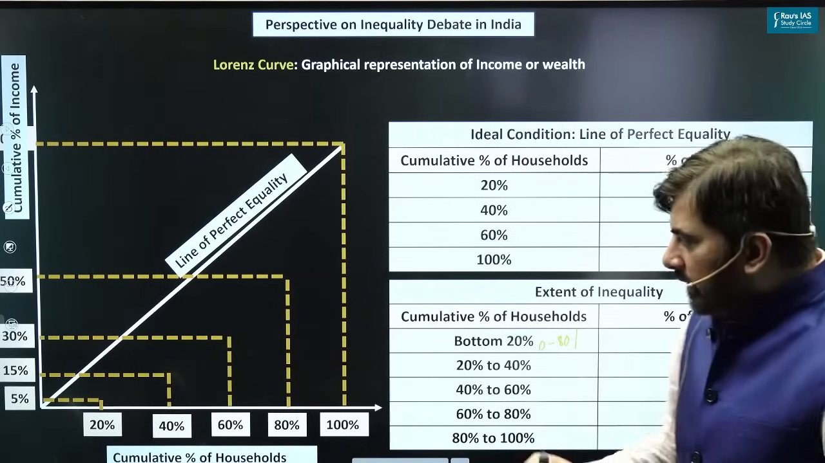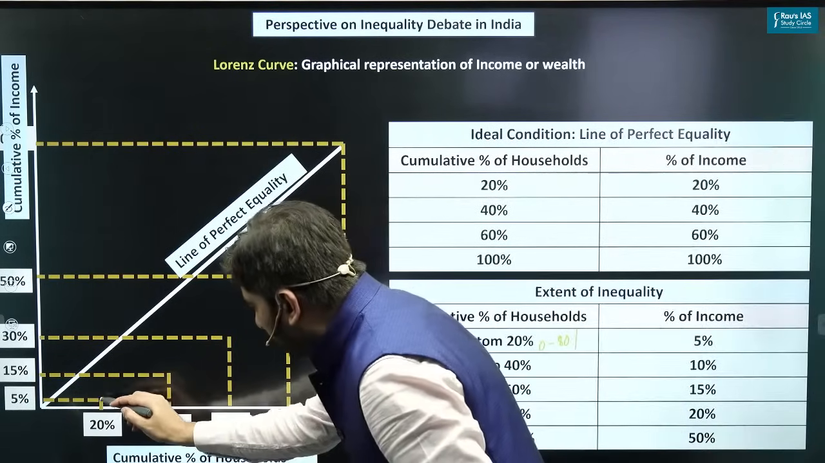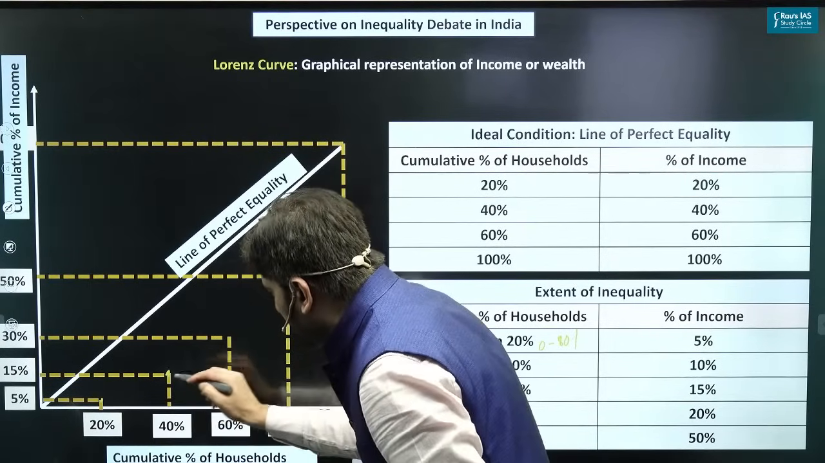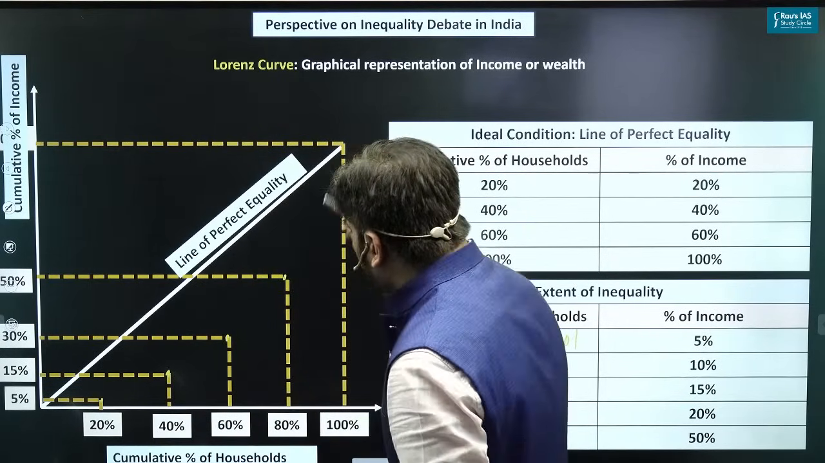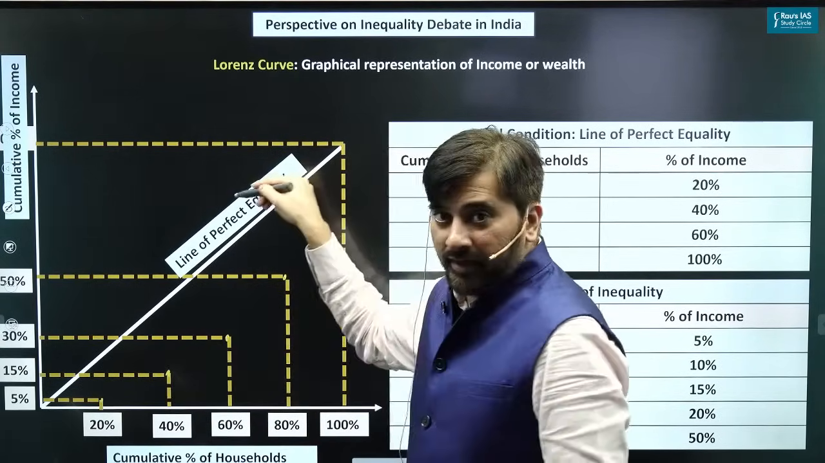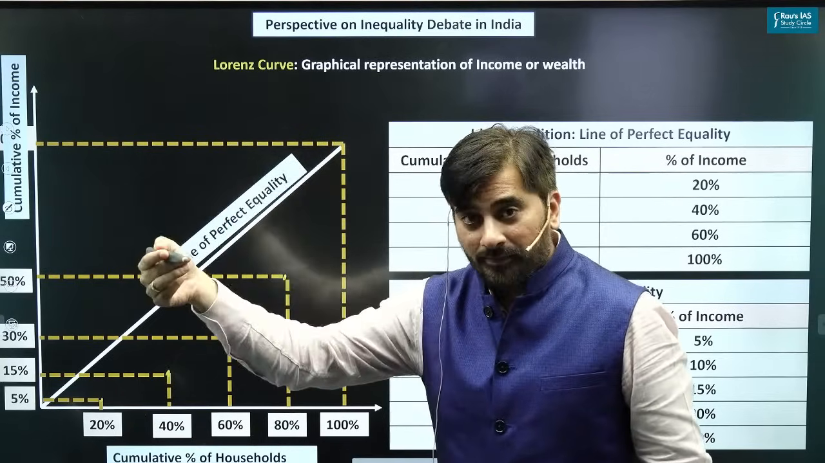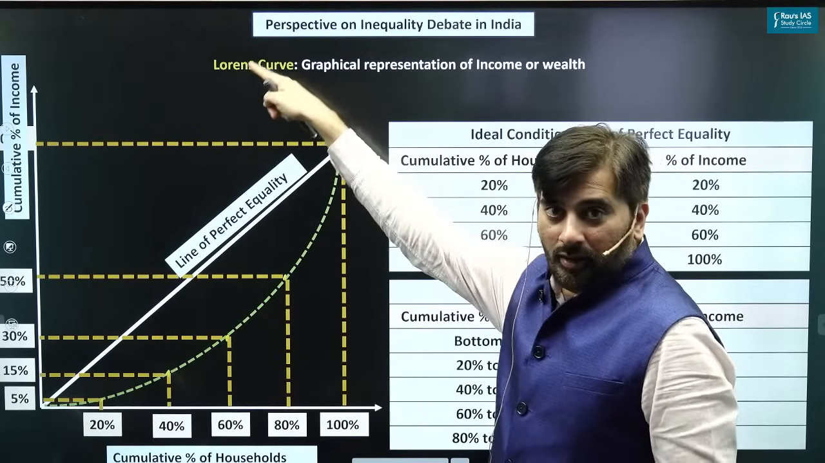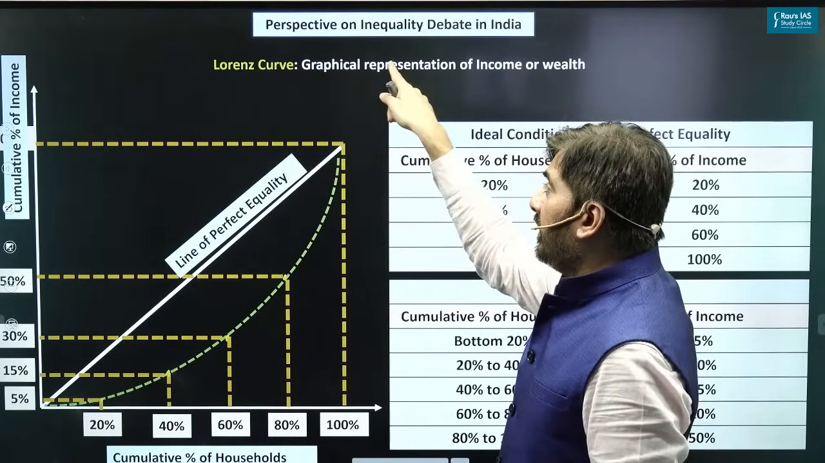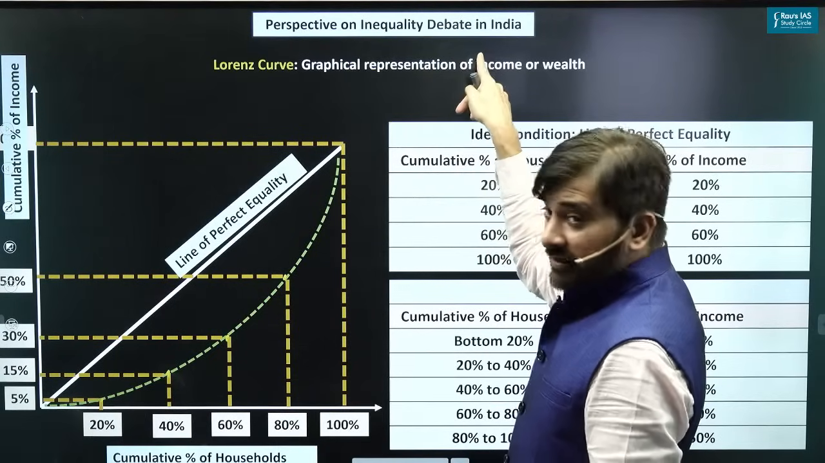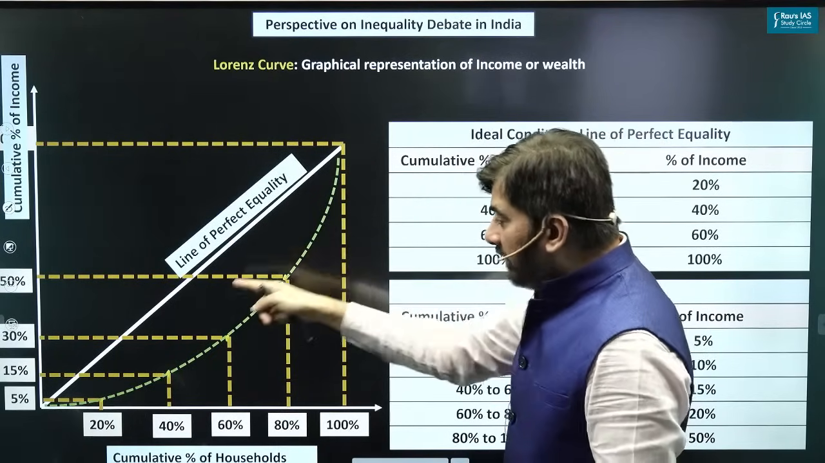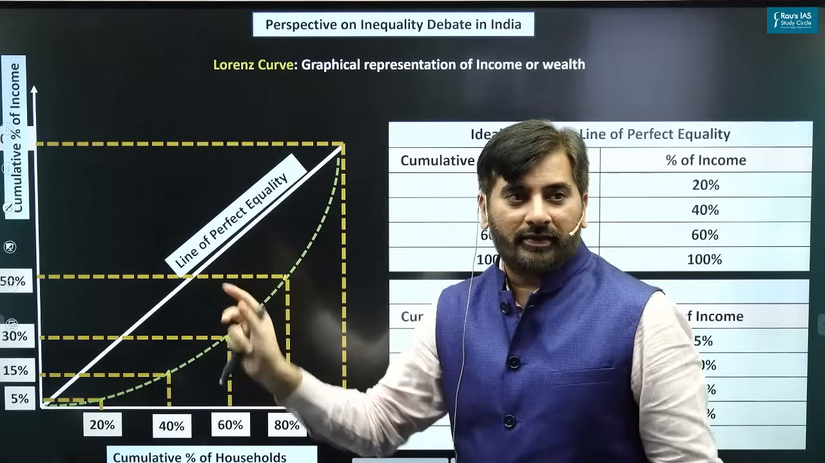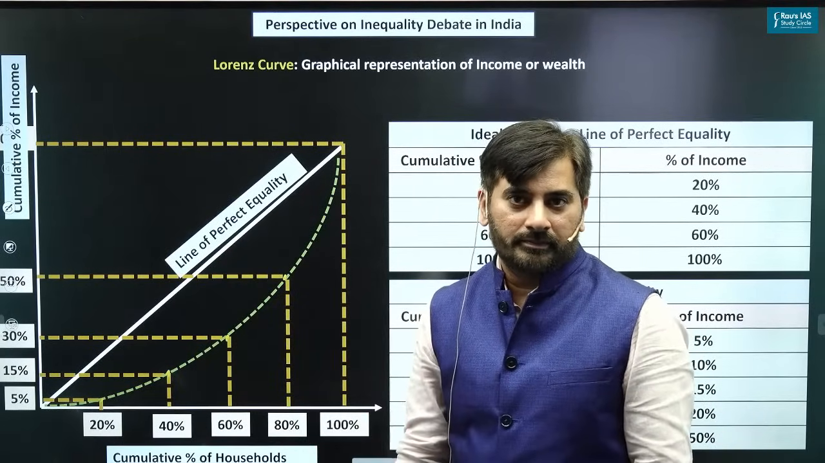Now, all these points I can join. I can join all of these points. When I join all of these points, the curve that we get is nothing but the Lorentz curve. So the Lorentz curve is a graphical representation of distribution of income and wealth in a particular country. That is what the Lorentz curve is.